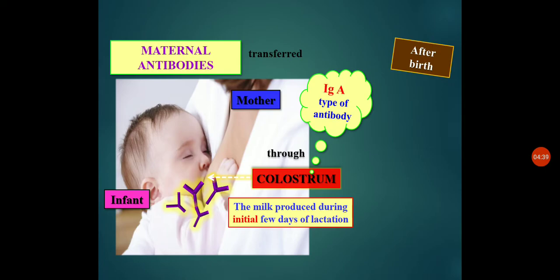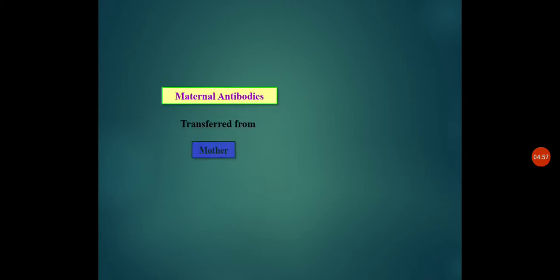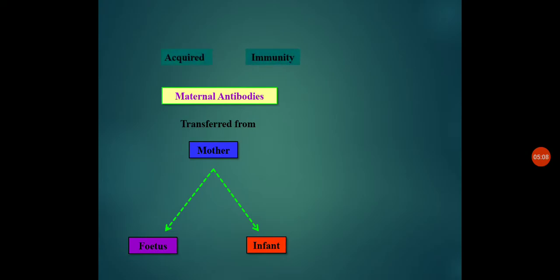Here a specific antibody, the IgA type of antibody, we come across in this colostrum, and whatever remains in the body is going to look after the short term. The maternal antibodies are transferred from mother to fetus and infant. In the case of the fetus, that is before birth, the young one gets them from the placenta, and later, in the case of infants after birth, it gets them by the feeding process, that is consuming the milk of the mother.